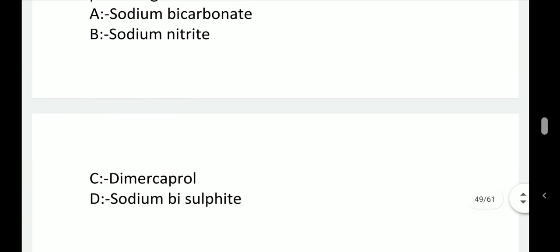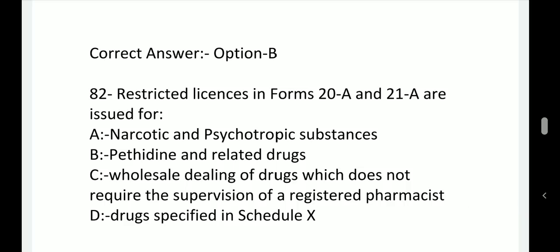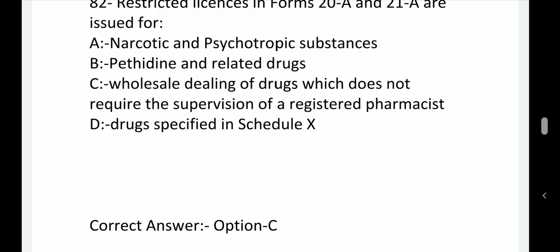Answer is option B, sodium nitrite. Question number 82. Restricted licenses in forms 20A and 21A are issued for option A, narcotic and psychotropic substances, option B, pethidine and related drugs, option C, wholesale dealing of drugs which does not require the supervision of a registered pharmacist, option D, drugs specified in schedule X. Answer is option C, wholesale dealing of drugs which does not require the supervision of a registered pharmacist.